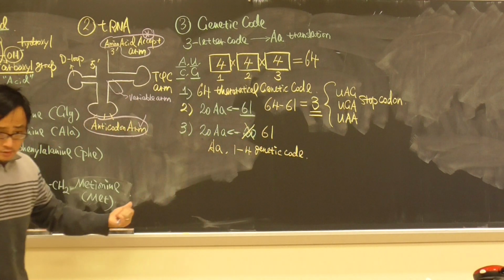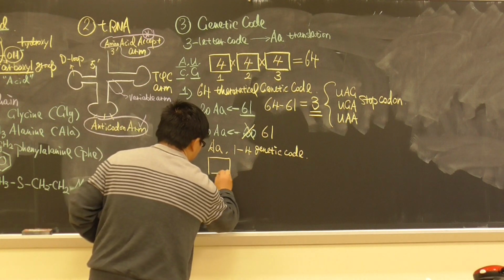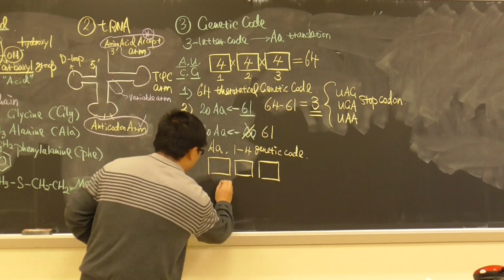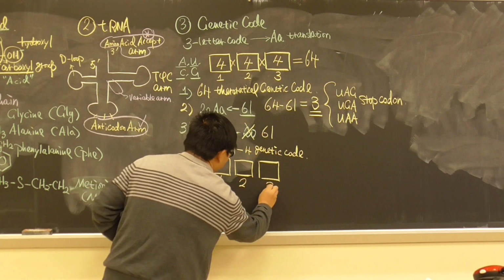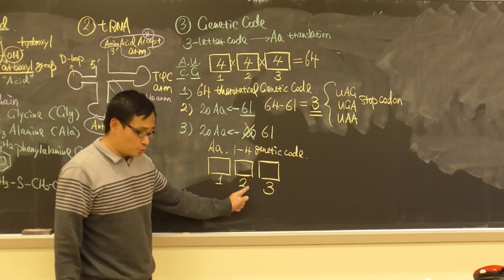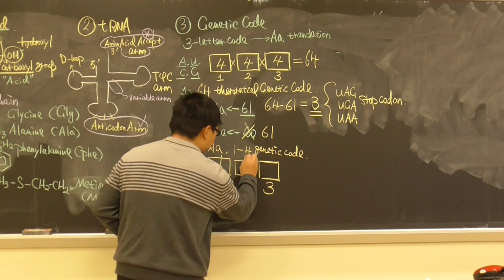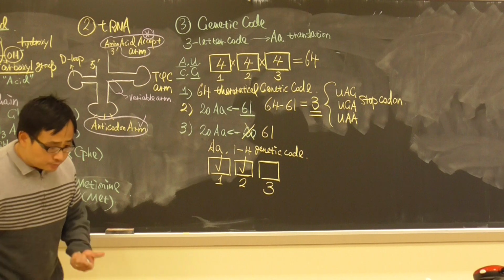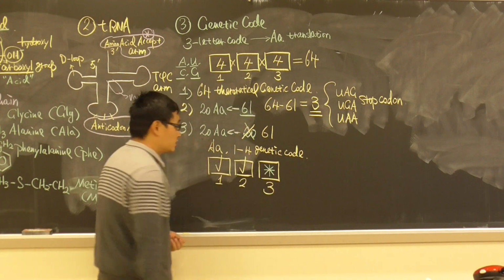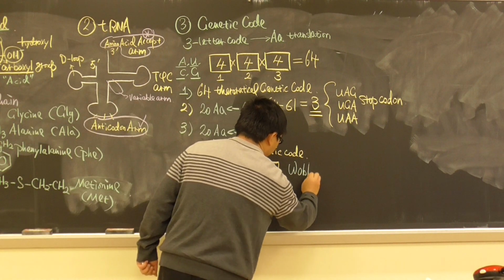Now why? Because we have these 3 boxes. We box them, we label them, number 1, number 2, and number 3. We are more strict for the position of number 1 and number 2. We give them a little bit of flexibility of number 3. And this phenomenon we call wobble.